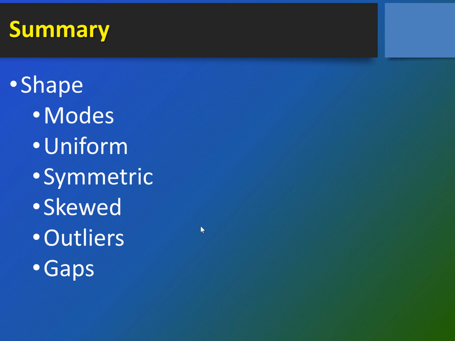Is it going to be skewed towards your smaller values, the tail pulling towards the lower levels? Or is it skewed right, so it's pulled towards the higher values? And then if you ever have unusual features, like outliers and gaps, you always want to make sure that you include those.